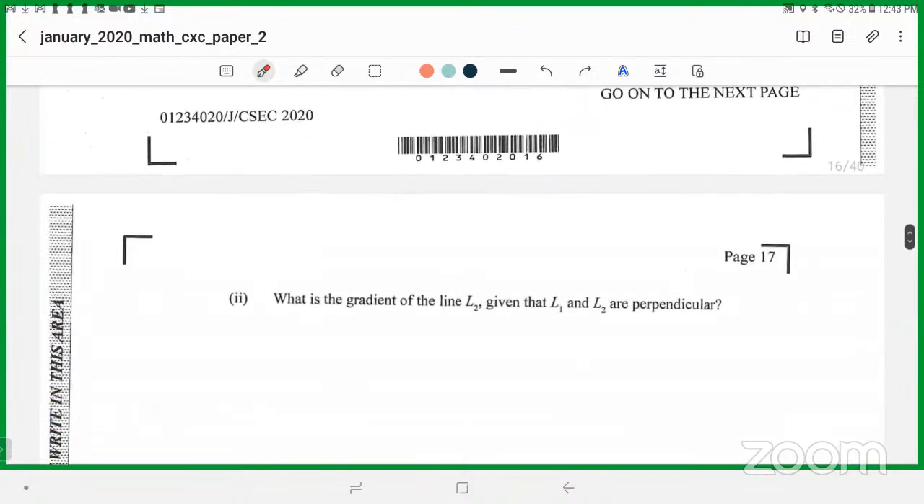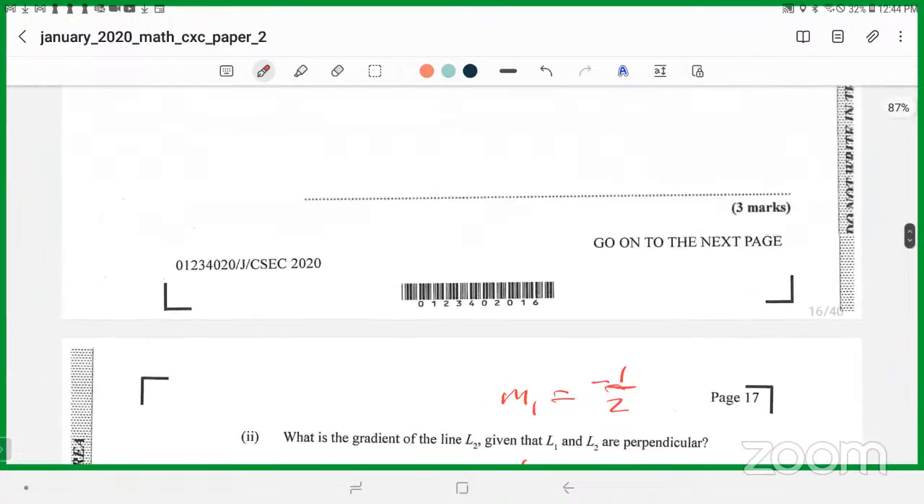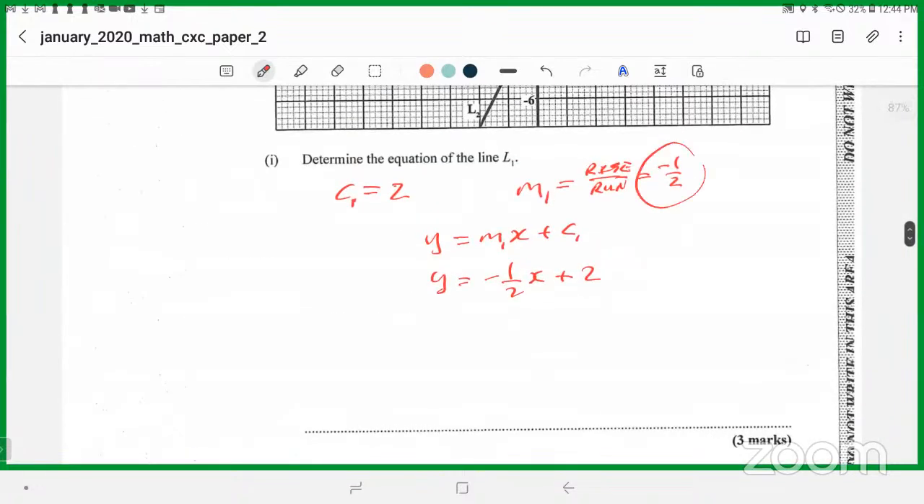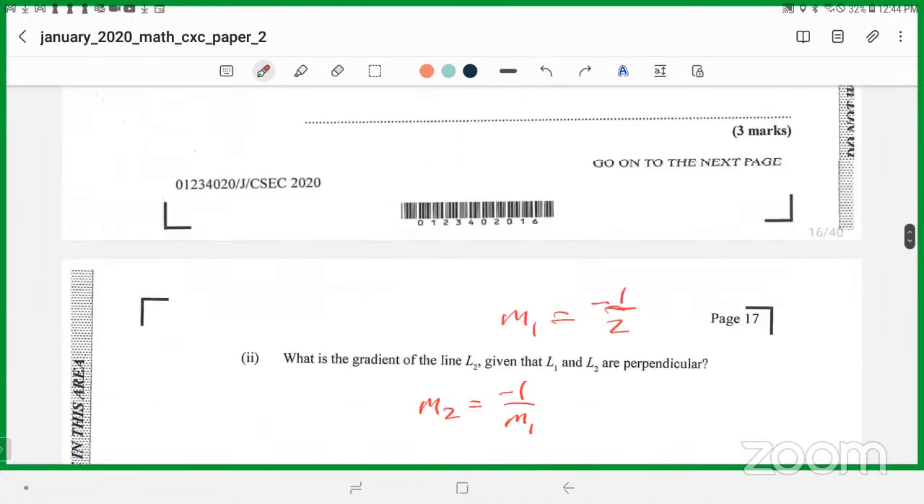Next one says, what is the gradient of line 2, given that line 1 and line 2 are perpendicular. So then perpendicular, they have negative reciprocal gradients. So the gradient of line 2 is -1 over the gradient of line 1. What's the gradient of line 1 again? It's -1/2. We just worked it out a while ago. So you have to flip the one that you have and change the sign.